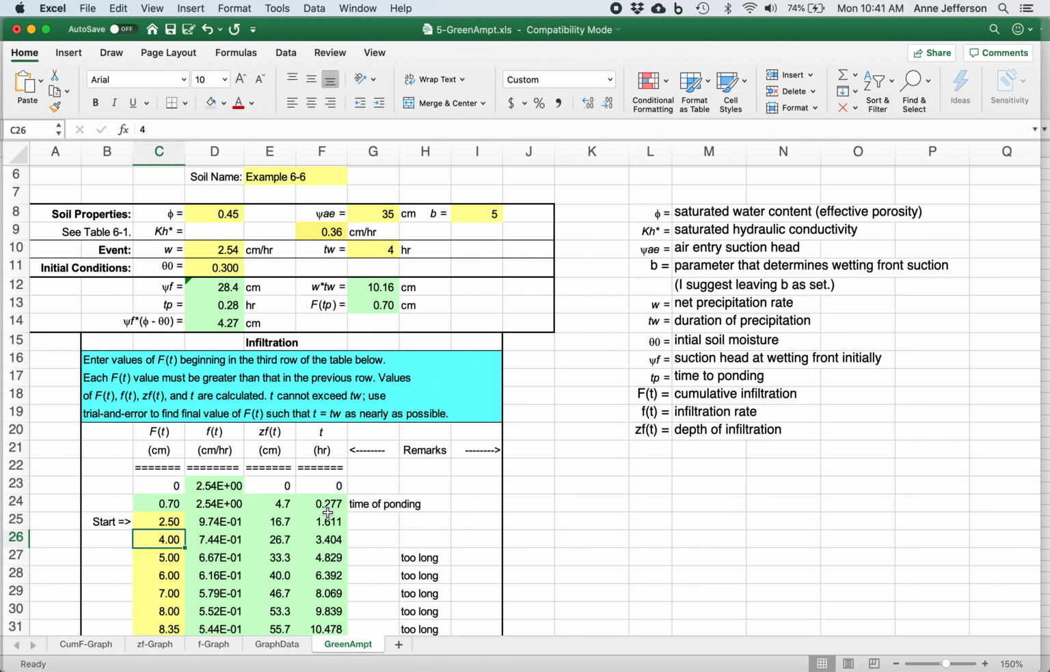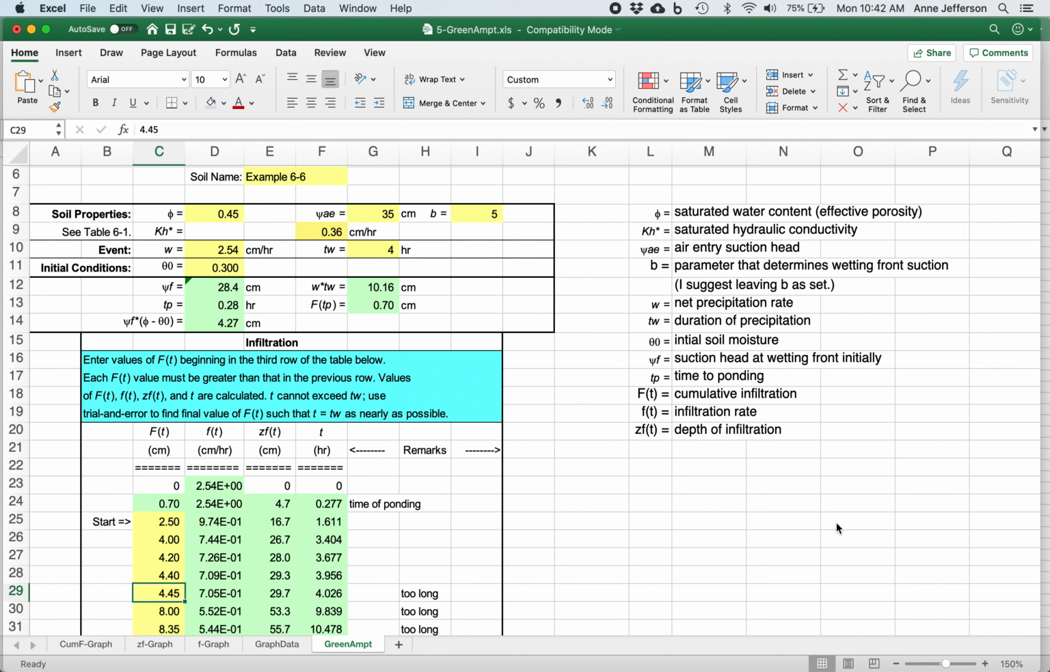So we can go over to these yellow cells and start to play with them until we produce a time of 4 hours. So we know it's going to take more than 4 centimeters of total infiltrated water, but less than 5 centimeters. So let's just go with something like 4.2 centimeters. Okay, that's less than 4 hours. What about 4.4 centimeters? Ooh, that's really close to 4 hours. Now we're at 3.956. So let's try something like 4.45 centimeters. That gets us a little bit over 4 hours.